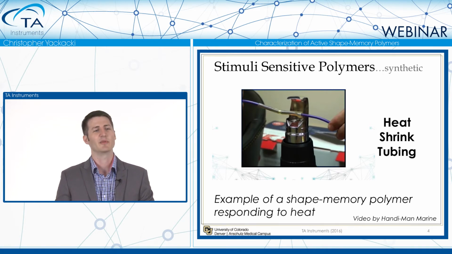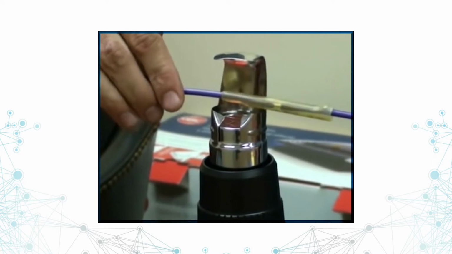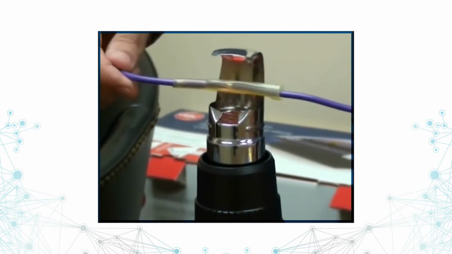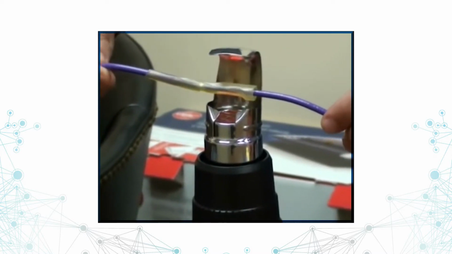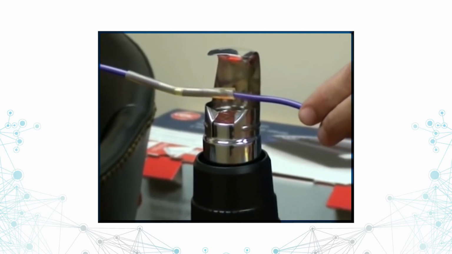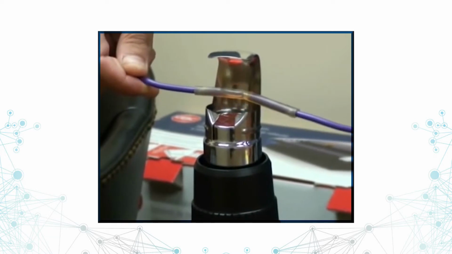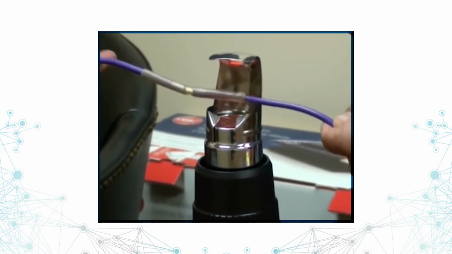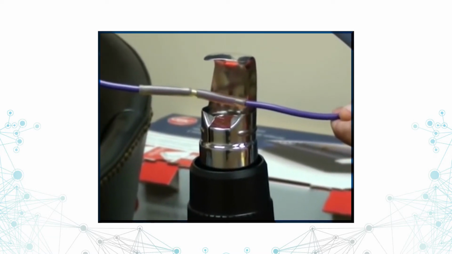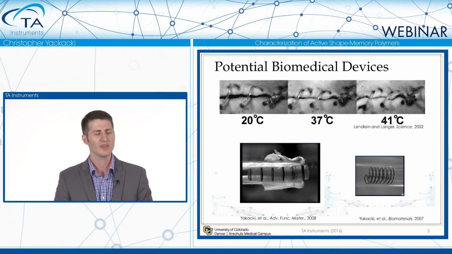The most well-known shape memory and active polymer would be heat shrink tubing. I think almost everyone has used that. You can see in this video, some heat shrink tubing is used to keep two wires together. As it heats up, that tubing goes from a very large diameter and contracts down to a very small, tight, form-fitting diameter. So that's probably your most common example of these materials.